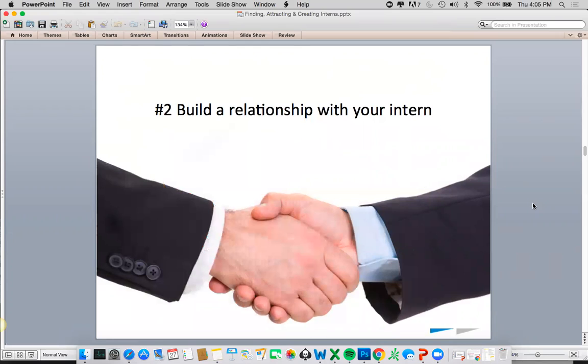So the next commandment of making sure an intern is going to work for you is you need to build a relationship with your intern. If you go into this arrangement thinking, okay, I'm their boss, they're just another employee, you're going to get those kinds of results. What we want to shoot for is mentorship.